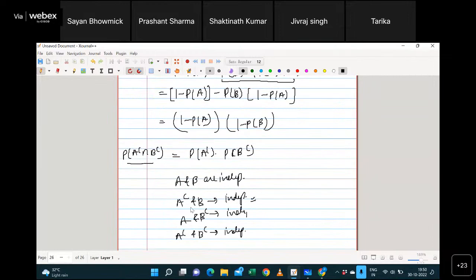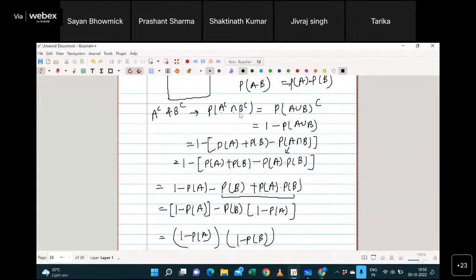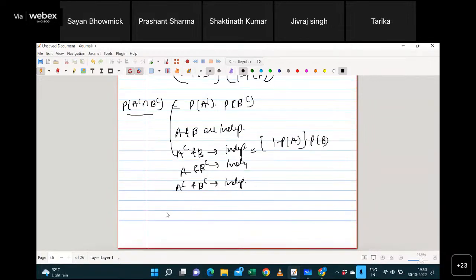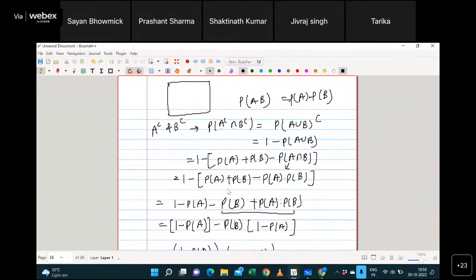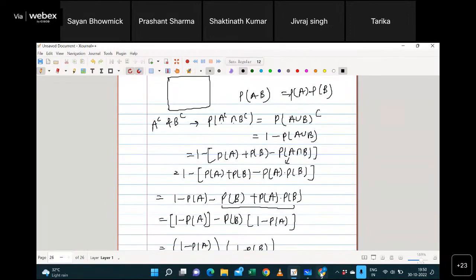In the last you will get for A complement and B, 1 minus probability of A into probability of B. After deriving this, you have to start with A complement intersection B. What you can write for this, you can proceed like this. Okay, it's clear now.